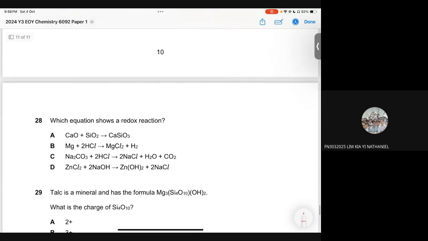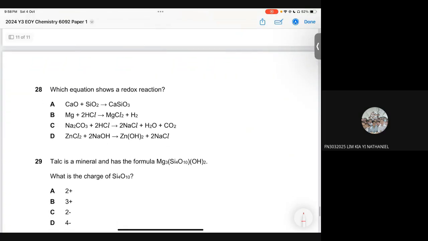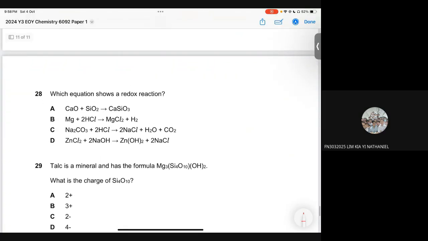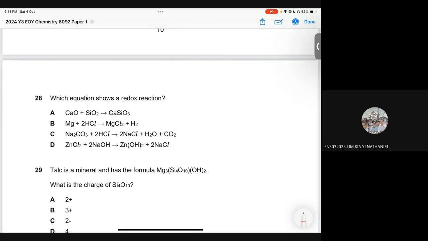Question 28, which of the equations shows redox? Let's look at these equations here. What I'm going to do is look at redox in terms of the change in oxidation state. O is in a compound, not an element, so I'm going to apply O is -2, O here is -2. I know Ca is +2. I know down here Si is +4. This is calcium silicate, so it will most probably be +4 and then +2. So I know there's no change at all in oxidation state for A.